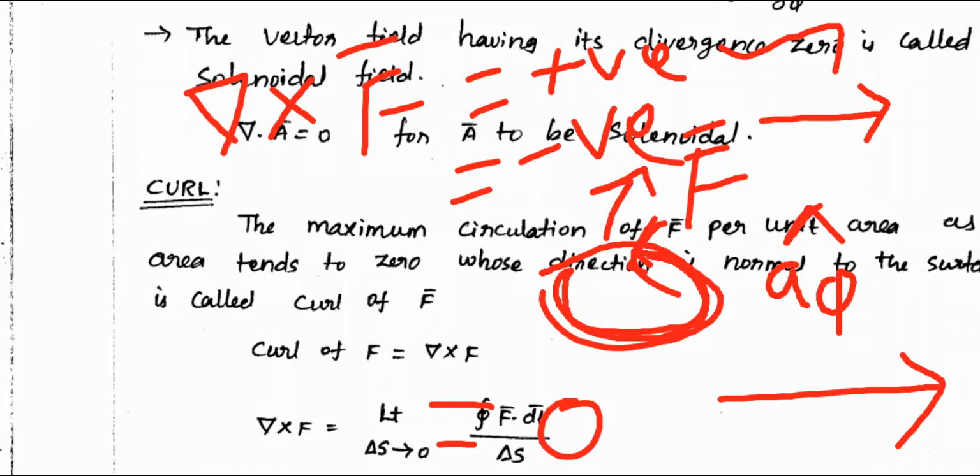So what is the meaning of del? You are given one vector that may or may not have a rotational nature, and you have to find out with the help of del. You make a cross product. If the result is positive, it is rotating in the anti-clockwise manner. If the result is negative, it is rotating in the clockwise manner. If the result is zero, then there is no rotation.